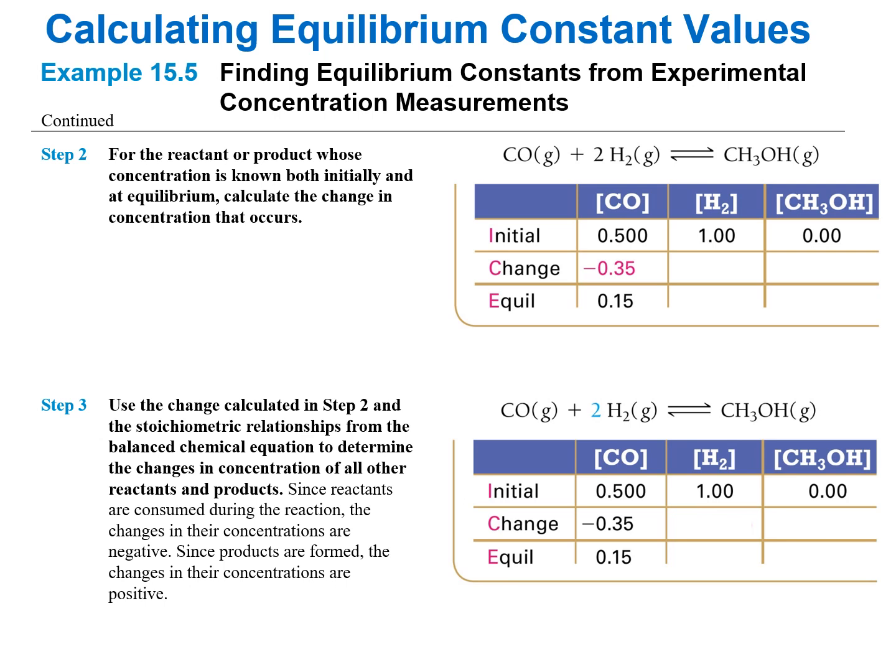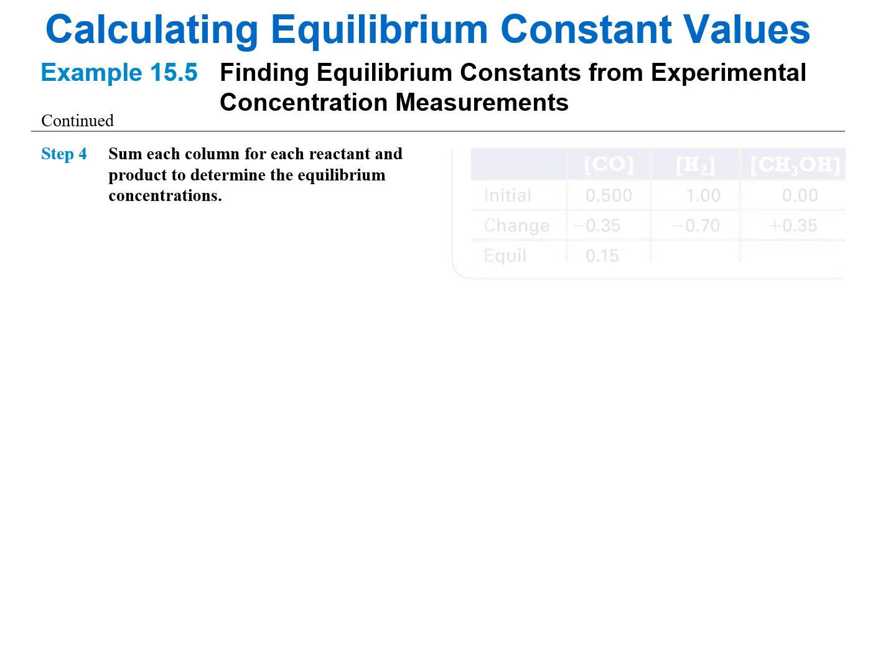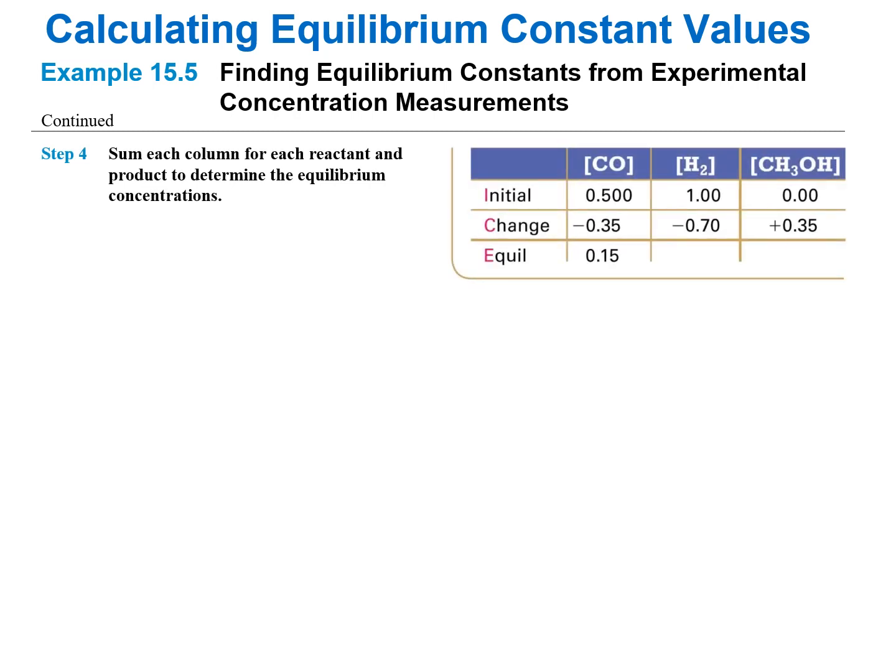All right, now we're going to use that change that we calculated in the step previous, and we're going to use the stoichiometric relationships from our balanced equation to determine the changes in concentration of all the other members of our equation. So for hydrogen, because we have 2 hydrogens, we're going to multiply the change by 2, so that's going to be 2 times 0.35, and we have 1 methanol, so that's going to be 1 times 0.35, and this time this is going to be who gained it. So keep in mind the loss is happening on the left of the transformation arrow, so these are going to be losses, and the gain is going to be on the right side of the transformation arrow.